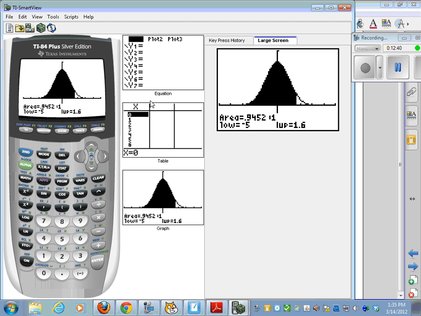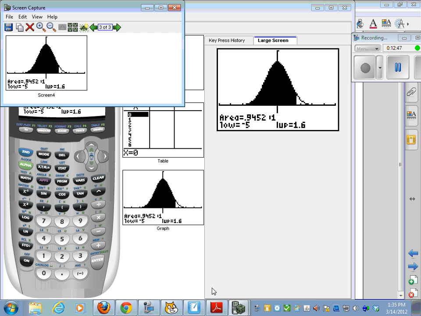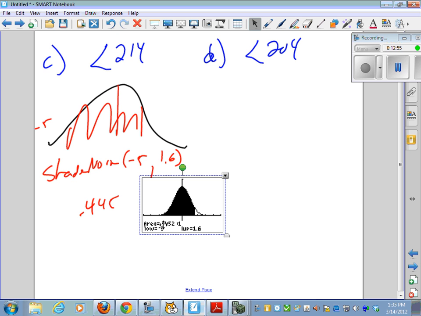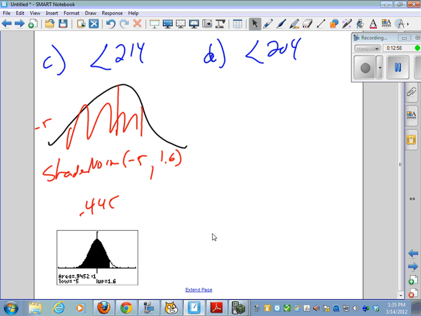Okay, now, what's wrong? Oh, no, the picture's right, isn't it? Yeah, the picture's good. So all you really had to do was add 50%. That's all you really had to do. 94.5%. Okay, but D is the big one, less than 204.